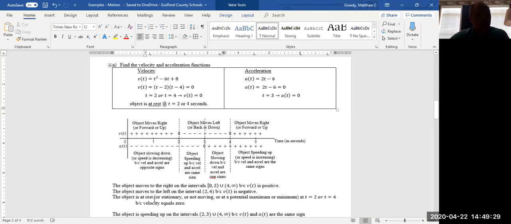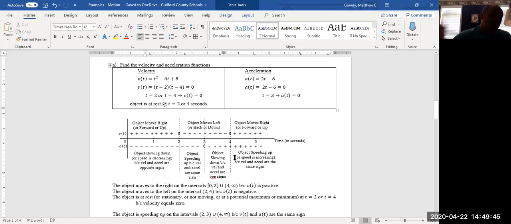Okay. When is it at rest? That's a real common question. When is the object at rest? It's at rest at 2 or 4 because velocity equals 0. So we want to get in the habit of being able to write that sentence as well.